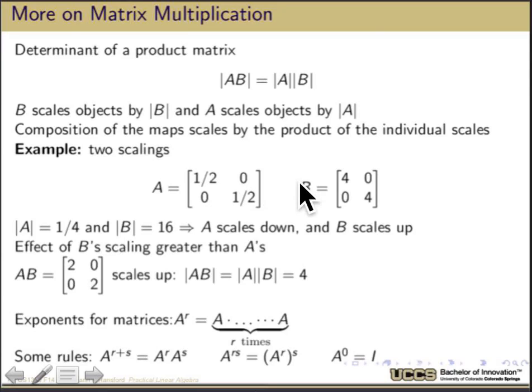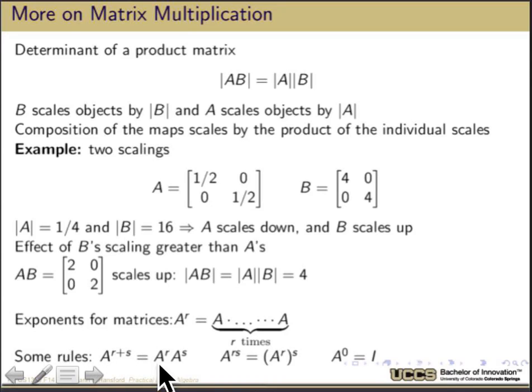You can just look at some of these properties and quickly figure out what's going to happen roughly to a shape. Another useful rule in the more general case is not just for multiplying things twice. If I take A times itself R times, what's going to happen to its determinant? It's just the determinant R times, so that's the determinant raised to the power R.